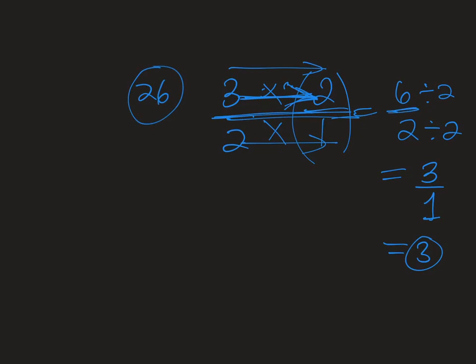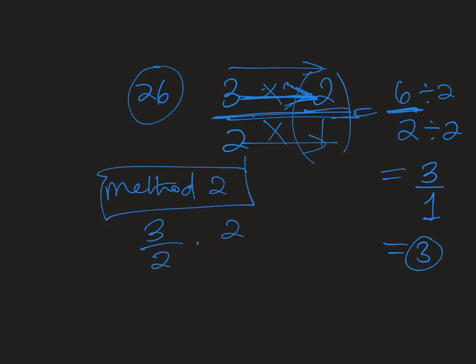And that gives you the next set of numbers. But the other way I could have done number 26, let's call this method 2. And you can tell me what you think about the second method, where you have 3 over 2 times 2 over 1. These can cancel right away.